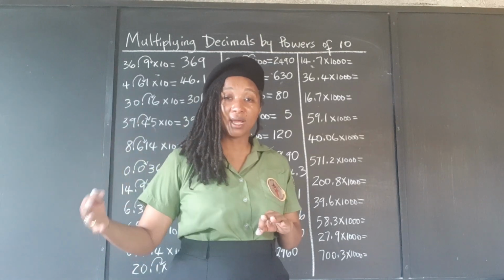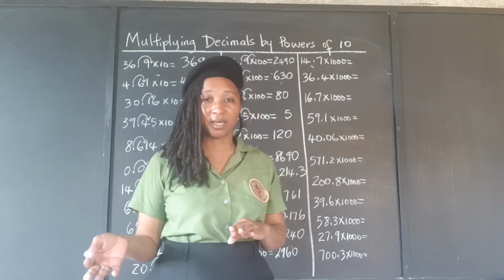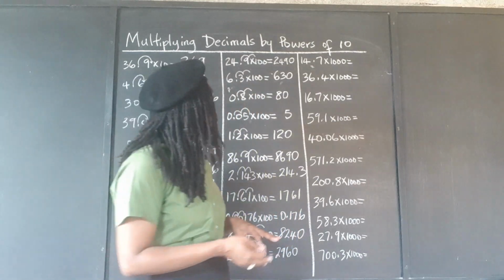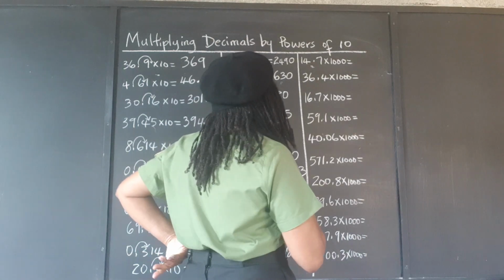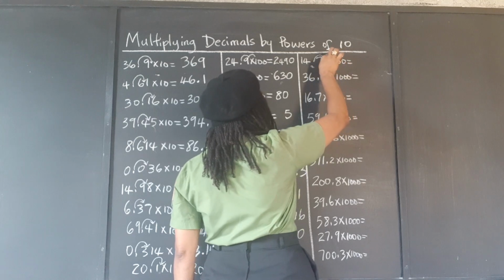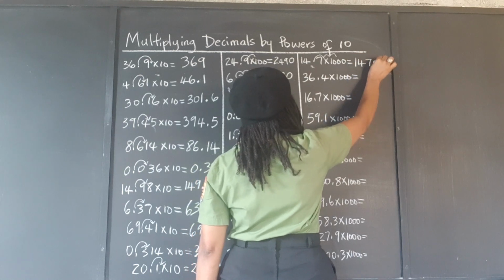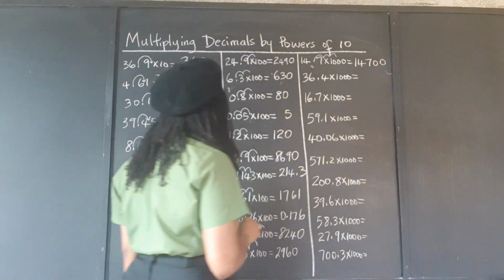Alright, so in this column we're multiplying by 1,000, which means we're just moving 3 places to the right. Okay? 3 places to the right. So from the decimal point we're moving 1, 2, 3. We're going to need 2 zeros to fill that place. So that's 14,700.